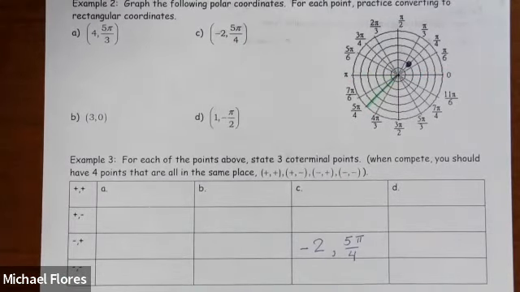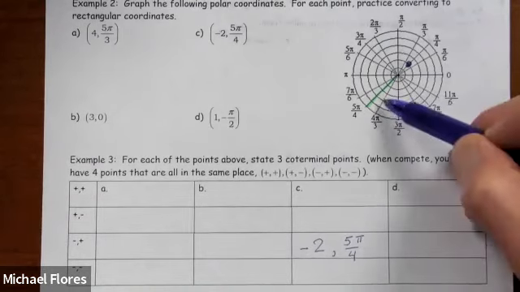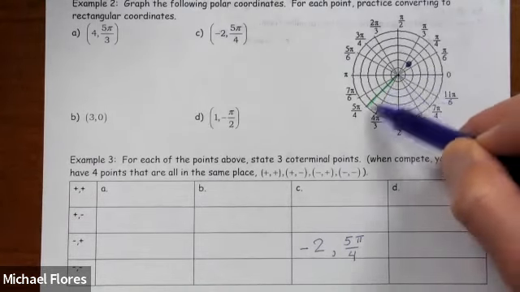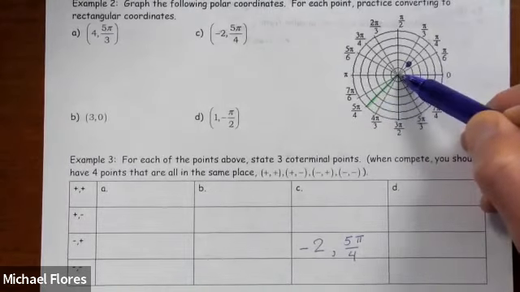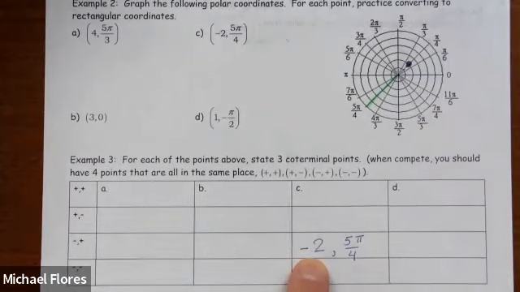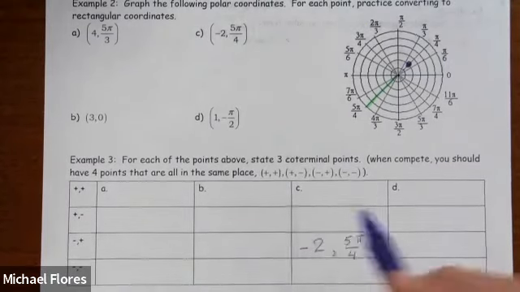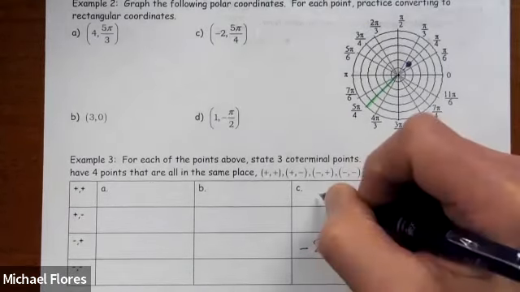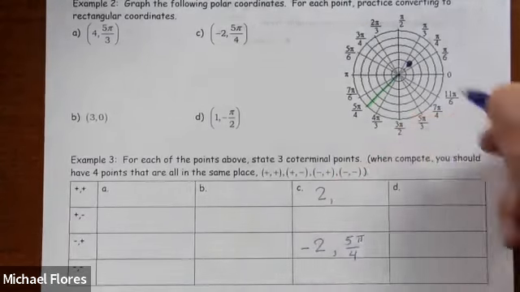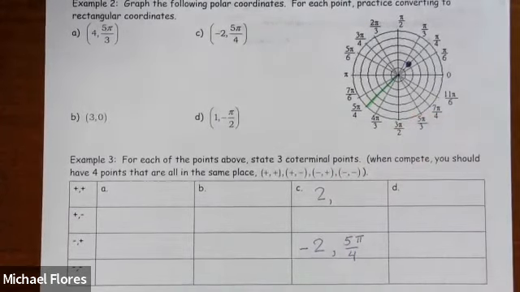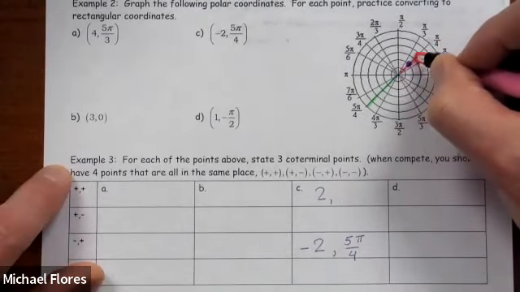For the next example, C, they gave us -2, 5 pi over 4. Here's where 5 pi over 4 is that terminal ray. From the origin, we had to retreat. We had to go in the opposite direction 2 spaces. Let's start here. They want our radius to be positive. They want our angle to also be positive. So I'm going to go ahead and graph the other terminal ray.